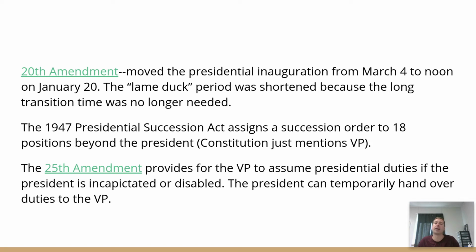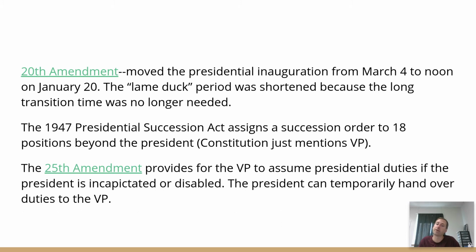The 1947 Presidential Succession Act assigns the order. And it actually assigns the order in which a cabinet position was created. So the earliest cabinet level positions: Secretary of State, Secretary of the Treasury, Secretary of Defense. Those are going to be the first ones to take over as president if the president and vice president die.